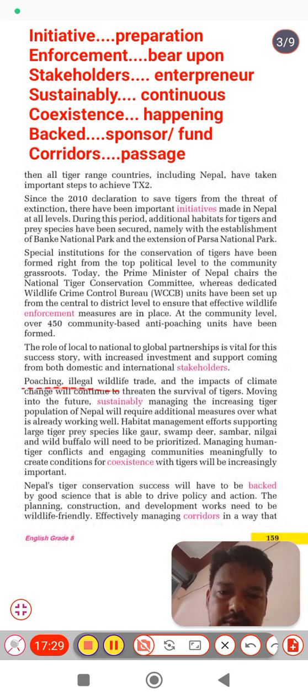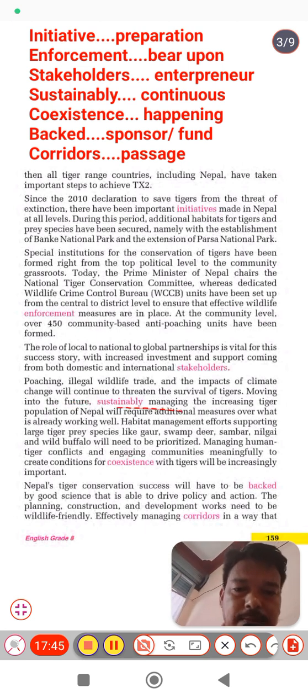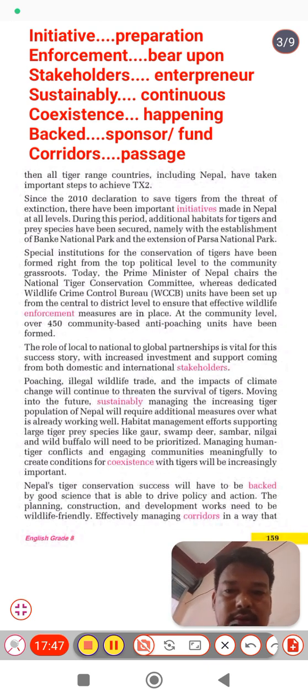Now poaching. Poaching means the killing and hunting, illegal wildlife trade, and the impact of climate change will continue to threaten the survival of tigers. Moving into the future, sustainably managing the increased tiger population of Nepal will require additional measures over what is already working well. Habitat management efforts supporting large tigers, prey species like gaur, swamp deer, sambar, nilgai, and the wild buffalo will need to be prioritized.